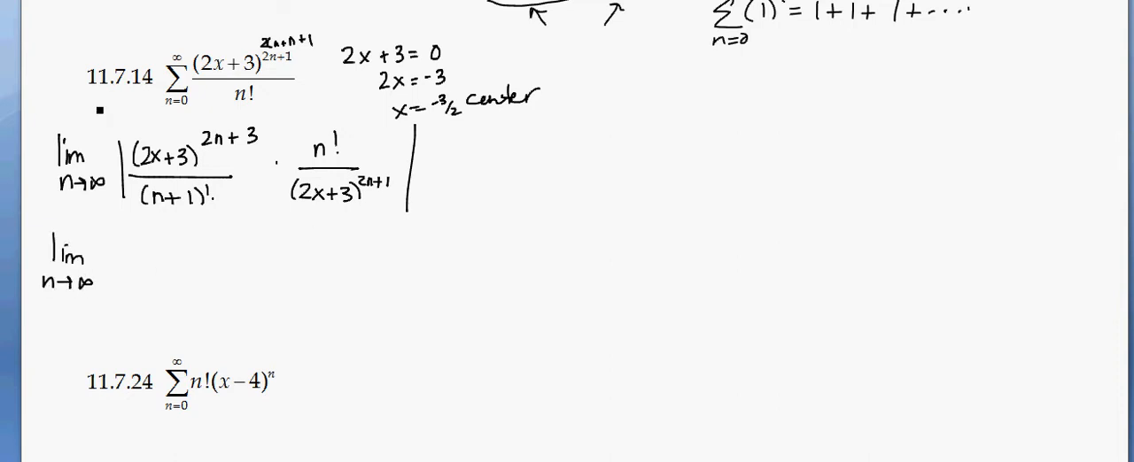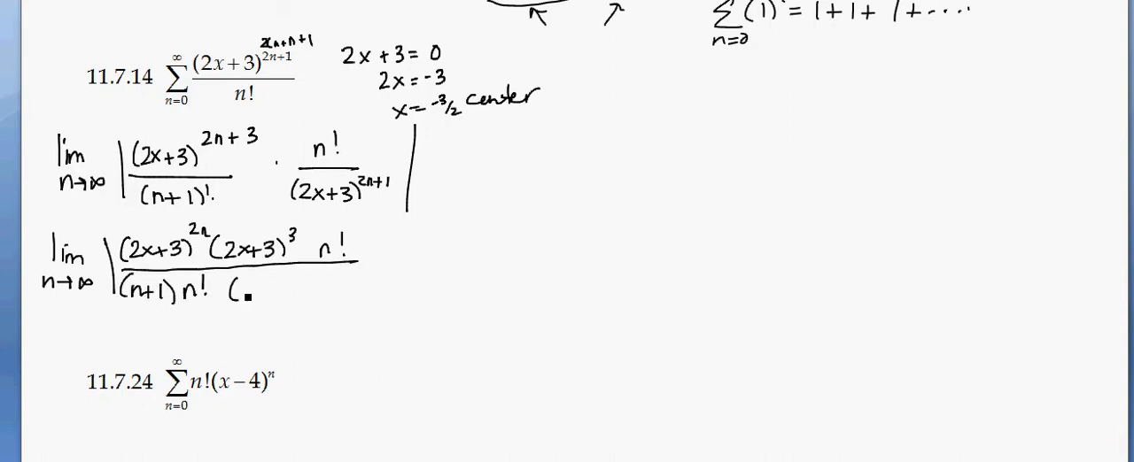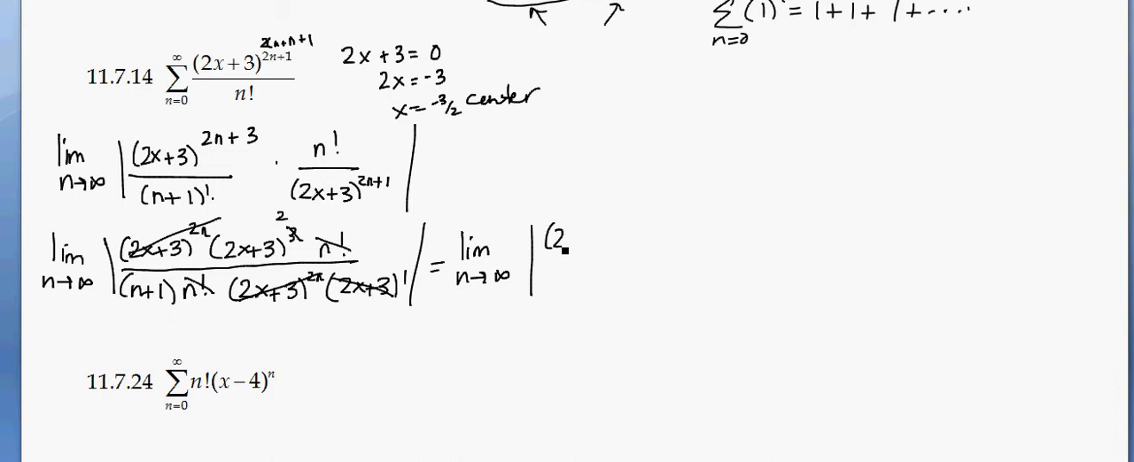Okay, so now we rewrite it so we can simplify this a little bit. So we're going to get 2x plus 3 to the 2n, 2x plus 3 cubed, n factorial. And in the denominator, we have n plus 1 times n factorial, and 2x plus 3 to the 2n, 2x plus 3 to the first. Okay, so the 2x plus 3 to the 2n's cancel. One of these cancels, so that would be squared, and the n factorials cancel. So we have the limit as n goes to infinity of just 2x plus 3 squared over n plus 1.